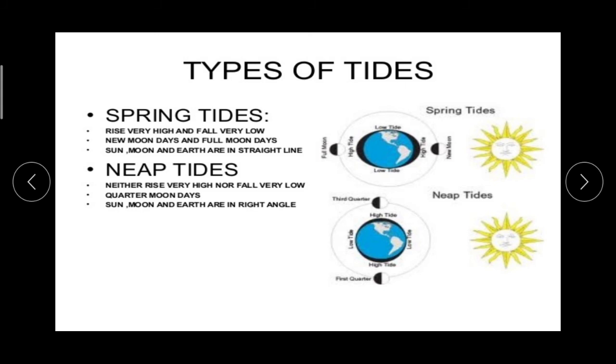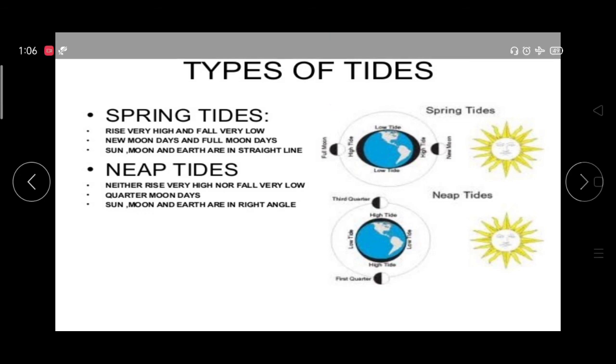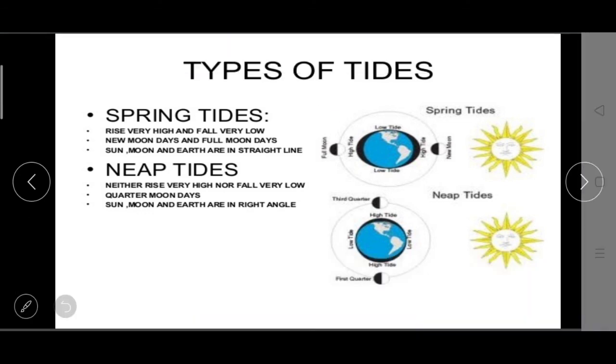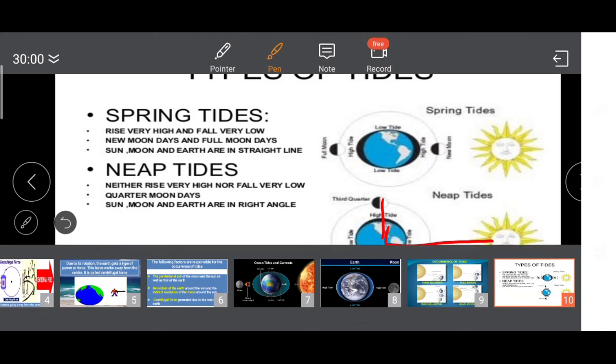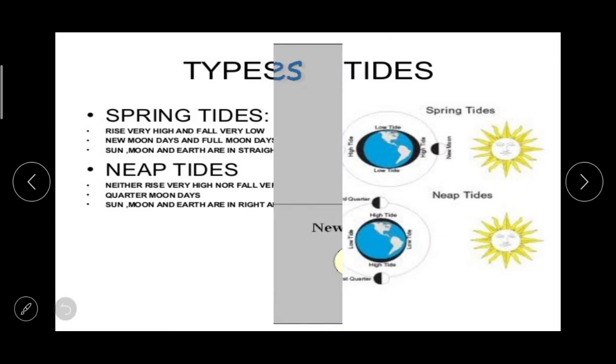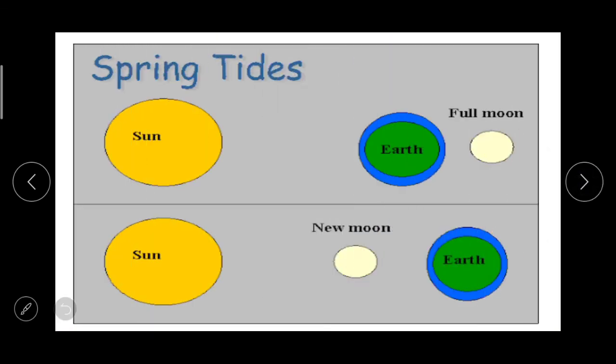Neap tides occur on quarter moon days, when the sun, moon and earth are at a right angle. With the pointer I am showing you the position of the right angle, which causes neap tides. One more image to study in detail about the spring tides.